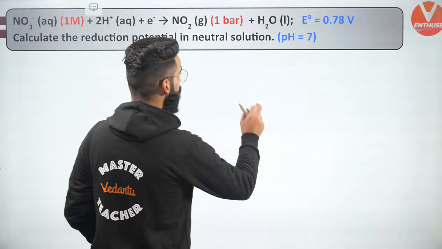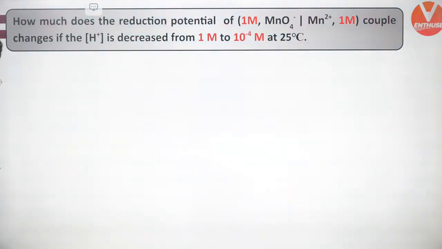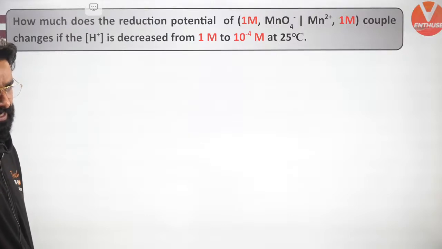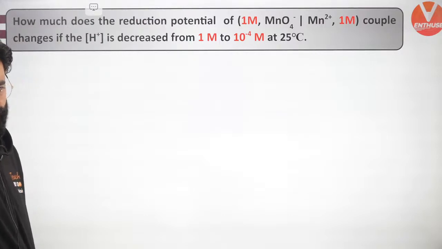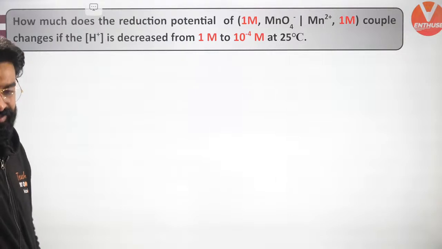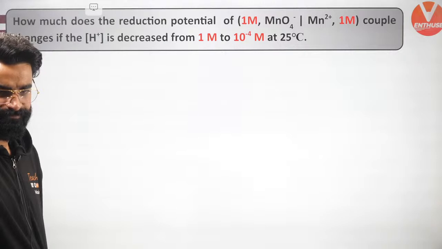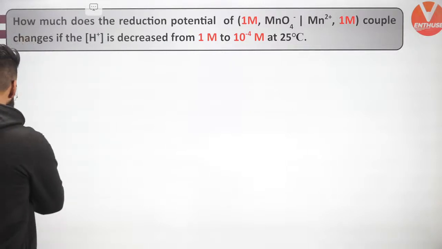Let's move on to one more question. Let me see if you can solve this one or not. This is one nice question, guys. How much does the reduction potential of the electrode change if H positive concentration is decreased from 1 molar to 10 power minus 4 molar at 25 degrees centigrade? This is one more question, but it's a bit lengthy question, yeah? And this is one nice question, guys.